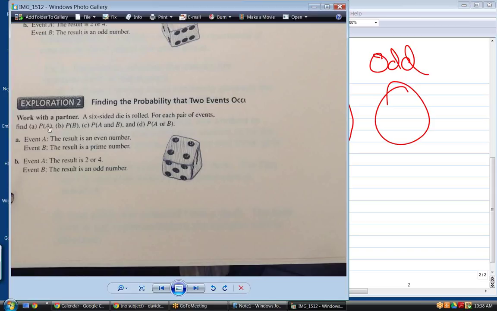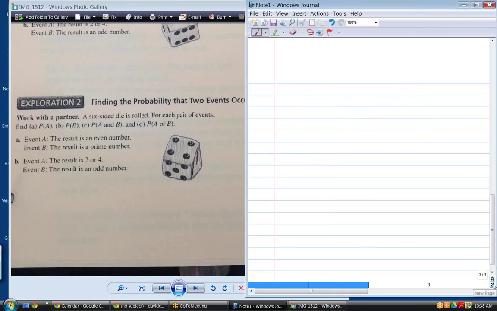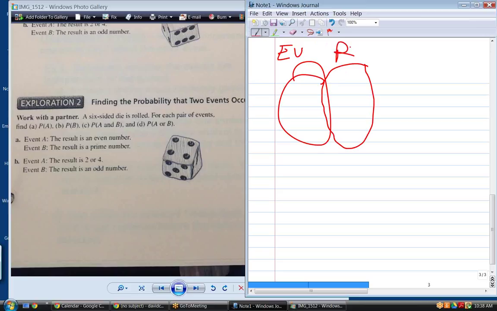So here we want the probability of A, probability of B, probability of A and B, or the probability of A or B. Result is an even number. Result is a prime number. We already know they overlap.